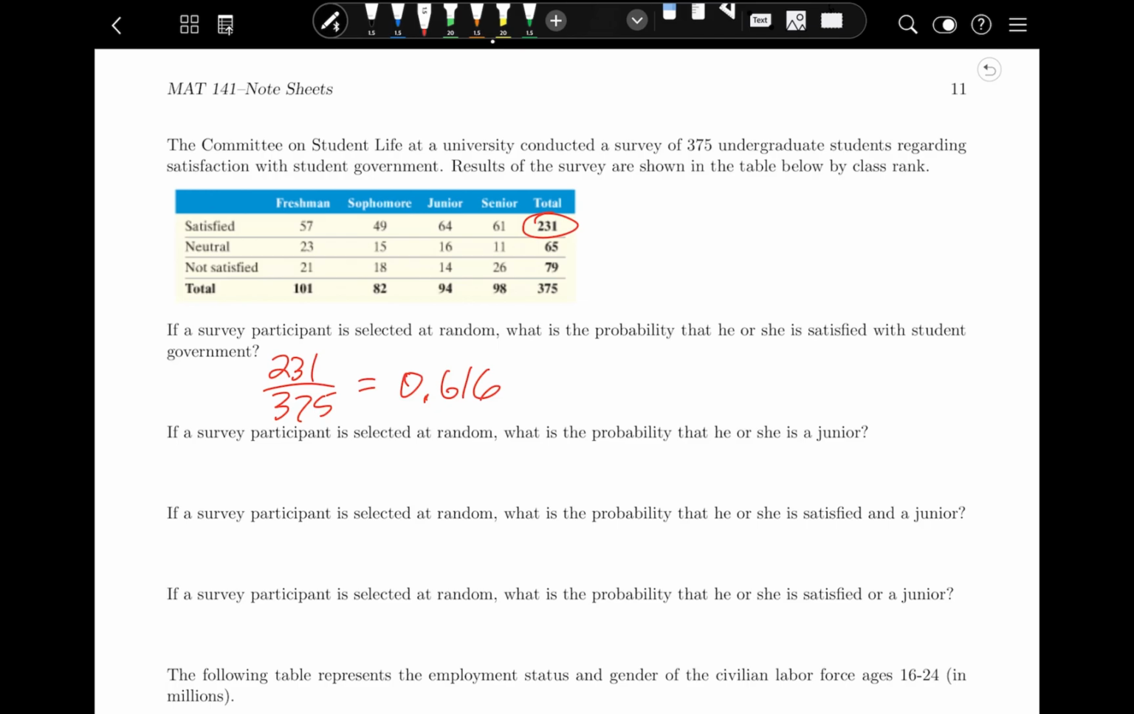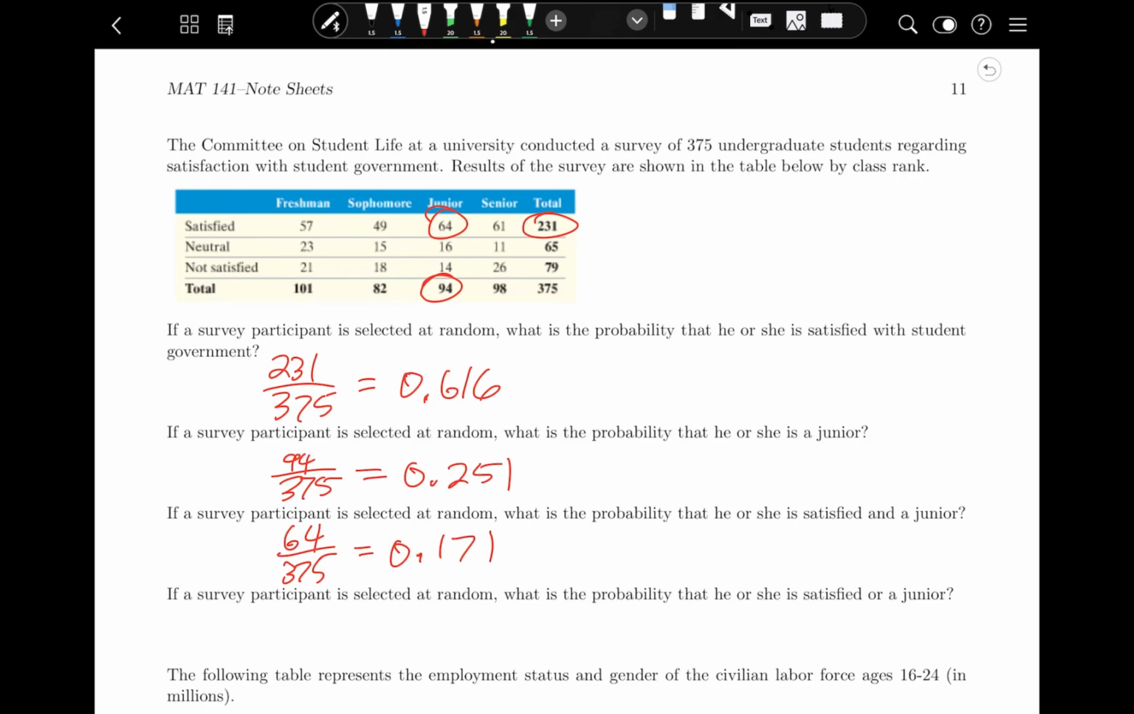What is the probability that he or she is a junior? So juniors are 94 out of 375, which is 0.251. And then what is the probability that he or she is satisfied and a junior? So satisfied juniors is 64 out of 375, which is 0.171.